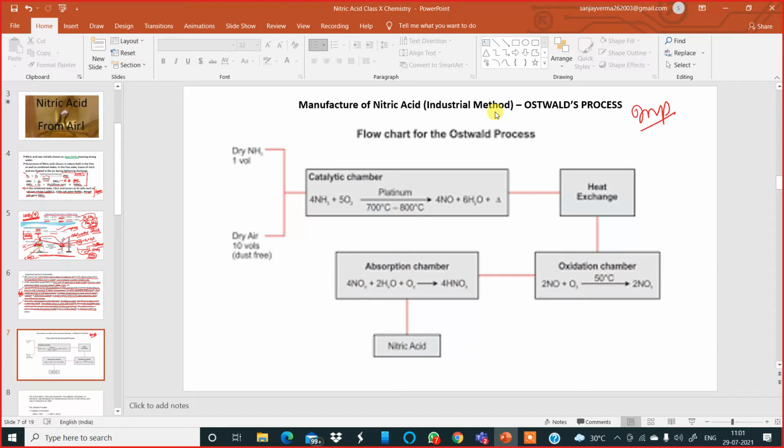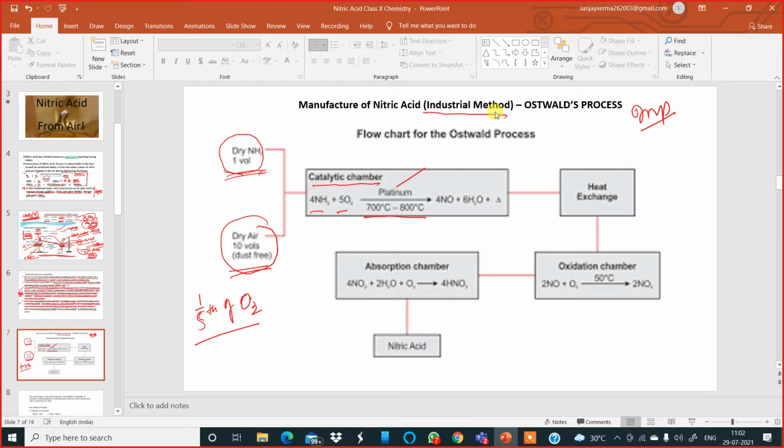For the manufacture of nitric acid, we use dry ammonia gas, 1 volume, and 10 volumes of air, because one fifth part of air is oxygen. Okay, that is oxygen, so you must remember that. So we mix 1 volume of ammonia with 10 volumes of dust free air and pass them through a catalytic chamber containing platinum as the catalyst, and the temperature is maintained between 700 to 800 degrees Celsius.